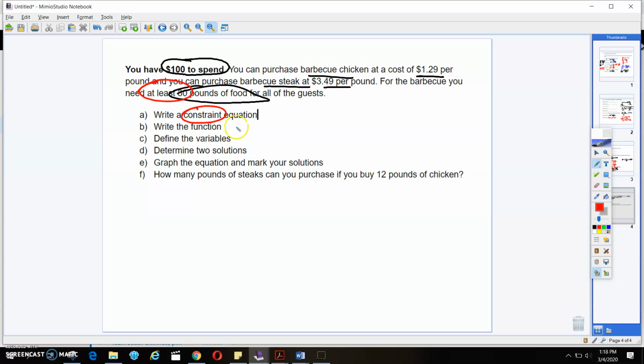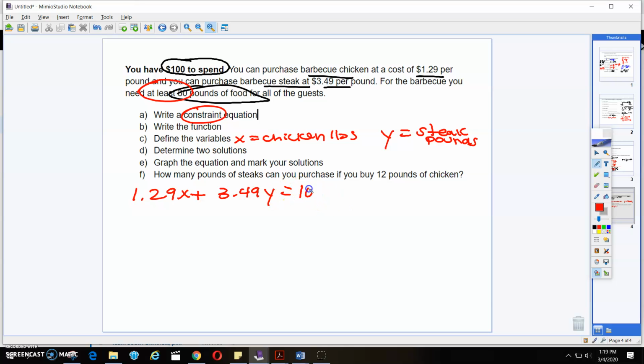So if I'm going to write the constraints as equations, first we've got to define our variables. Let's call x our chicken pounds, and then y we're going to call our steak pounds. Now we're going to write two equations based off of this problem. The first equation is 1.29 times x plus 3.49y, and I'm going to set that equal to 100.